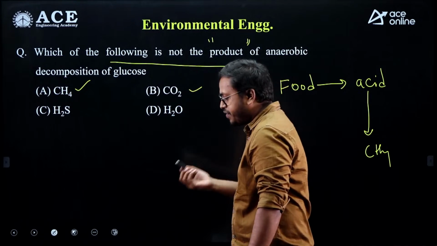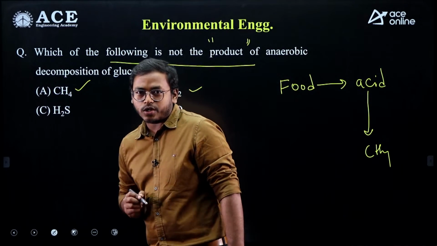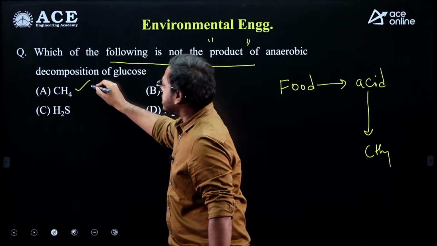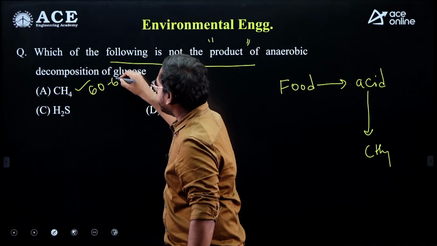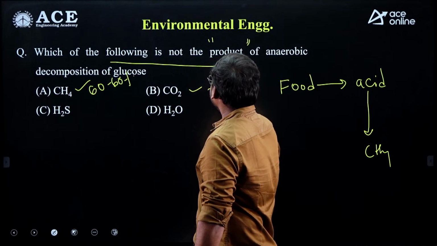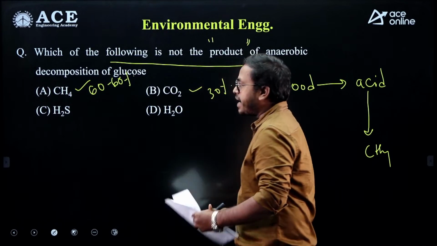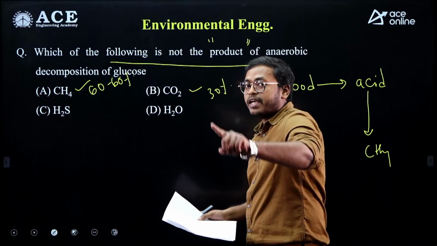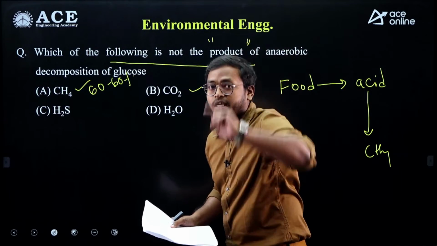If you can recollect, if any organic matter is undergoing anaerobic decomposition, we have written in the classroom that 60 to 65% will be methane, approximately 30% will be carbon dioxide, and the rest 5% will be H2S, when I am talking about organic matter.